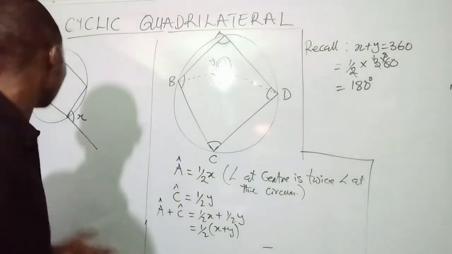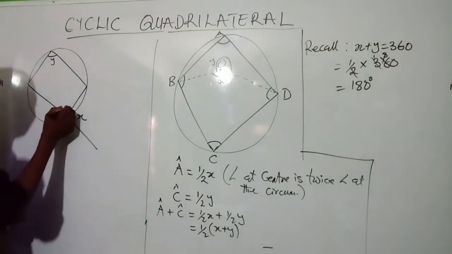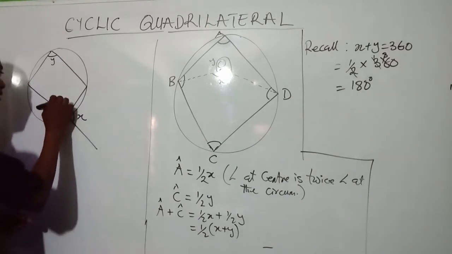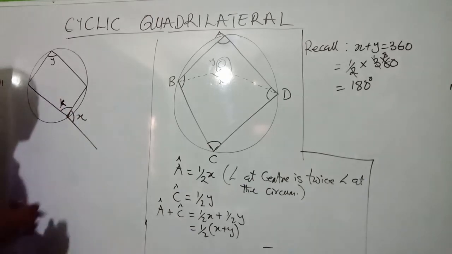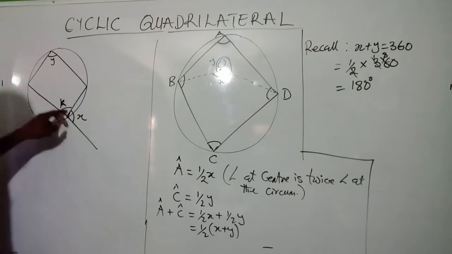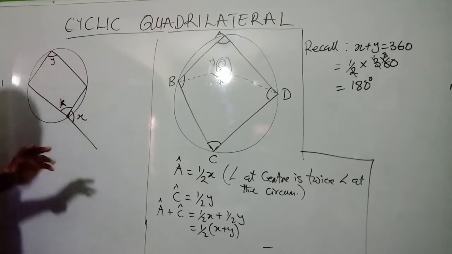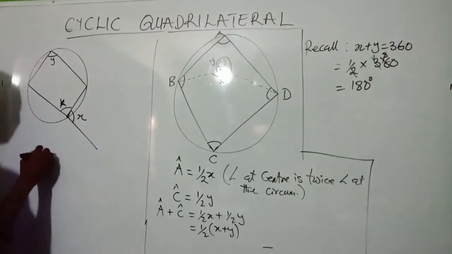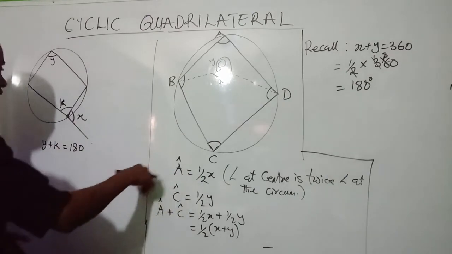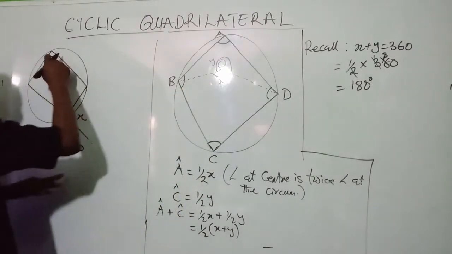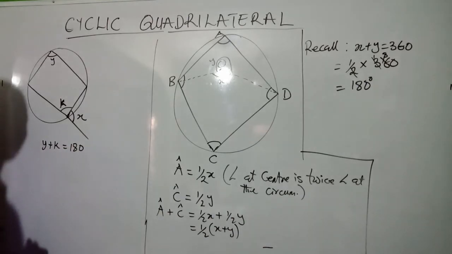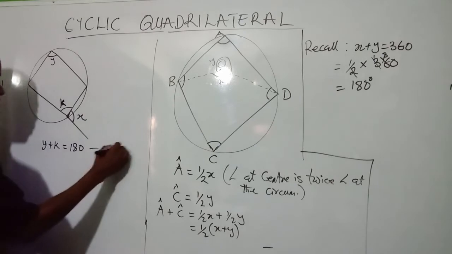We can also prove that. How will I do that? Now let's call this angle here K. From what we just proved, the sum of opposite angles of a cyclic quadrilateral is equal to 180 degrees. That means that y plus k is equal to 180 degrees. And what is the reason? The sum of opposite angles of a cyclic quad is equal to 180 degrees. Let me call this equation 1.